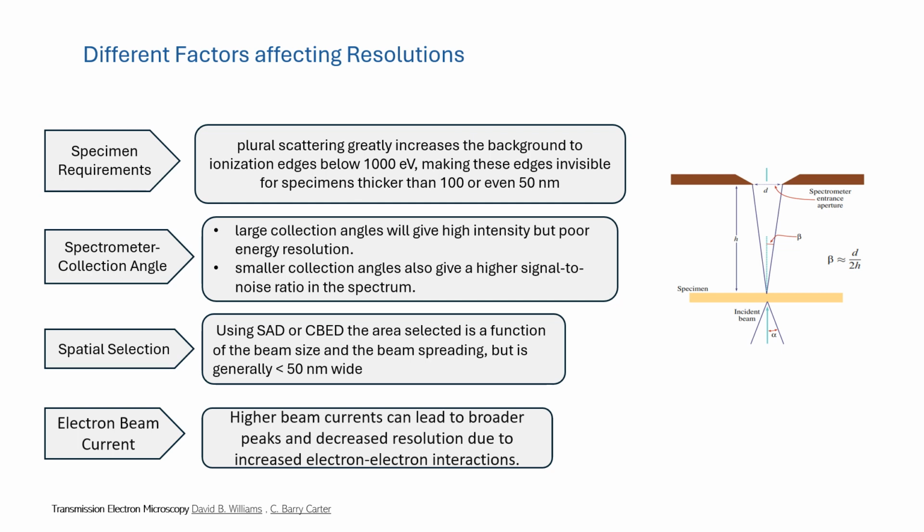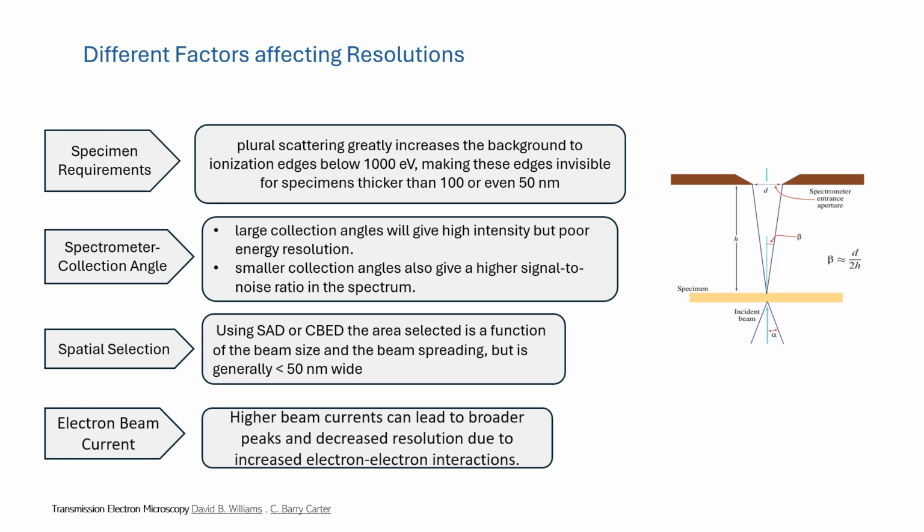Now, different factors can affect the resolution of the EELS spectrometer. First one is the specimen. If we use a too thick specimen, it causes plural scattering, and it greatly increases the background to ionization edges below 1000 electron volts, making these edges invisible to us.